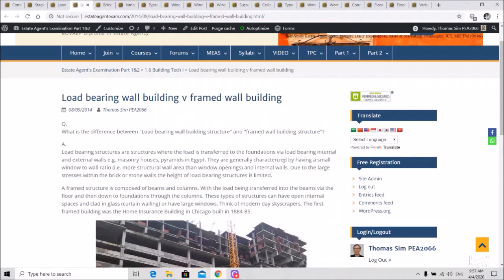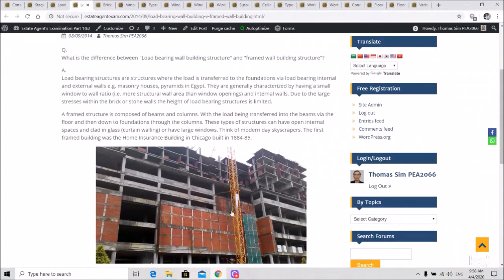So they are generally characterized by having a small window to wall ratio. So this type of structure, because there are no beams and no columns, they cannot open up very big holes. They cannot open up very big openings, because when they open up an opening, the one on top of the opening has no support below it, because below it the opening is actually empty. So you cannot have a very big opening, not like a structure where there are beams and columns, then you can actually leave the whole space not covered, so it becomes a big window, right?